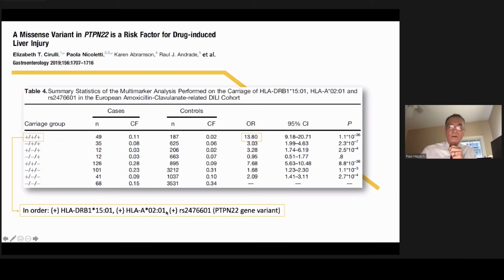It depends a lot on the prevalence of these mutations or haplotypes in the population. But can we get there? Can we get to a point where there will be some genetic markers that can help us with particular drugs in their diagnosis of DILI?